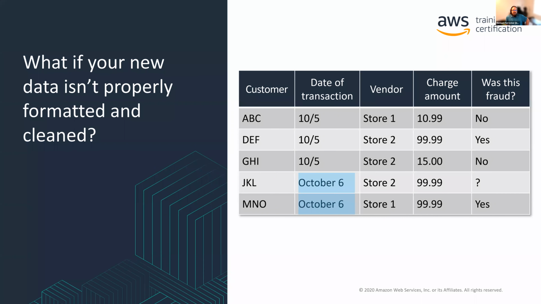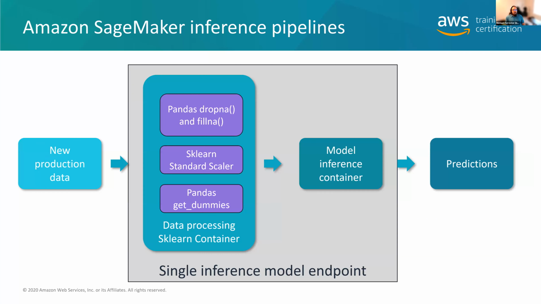Okay. What if your data is not properly formatted or cleaned? By the way, this showed up as at least one question on the exam, right? Just know that, let's say you've got a single inference model endpoint, you could put in an inference pipeline where you do some kind of filtering, cleaning, pre-cleaning of the data as it's submitted into your inference in order to get predictions.